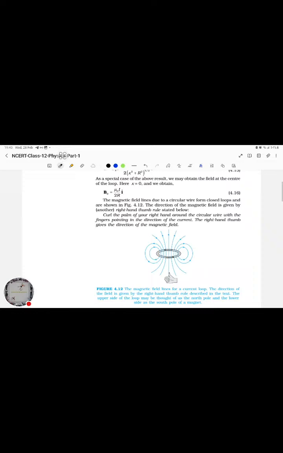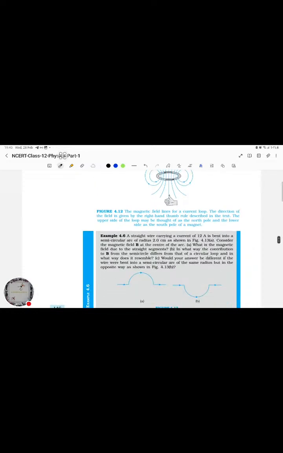So the right hand thumb rule gives the direction of the magnetic field. If the current is moving in the anti-clockwise sense in this diagram, then the magnetic field is directed from the lower to the upper part. What they're trying to say is the upper side of the loop may be thought of as the north pole. Why is it so? Because the field lines are originating from that part of the loop, which means it can be considered a north pole, and simultaneously the lower part can be considered the south pole, as the field lines are entering through that part.